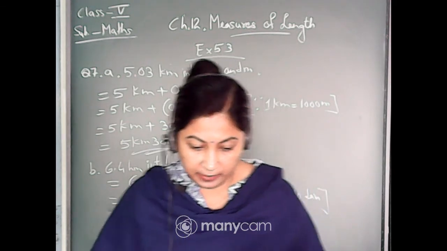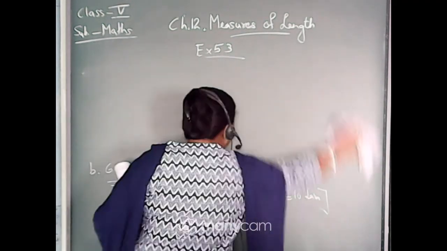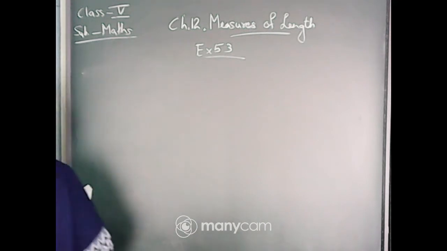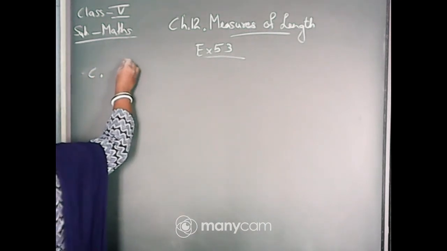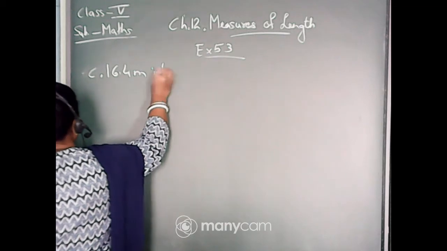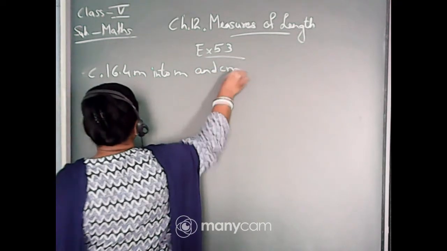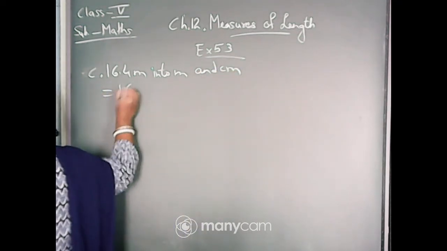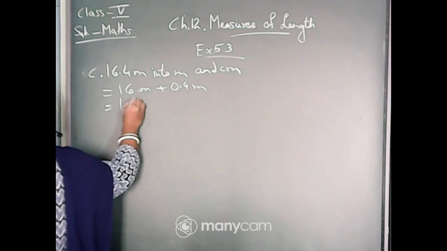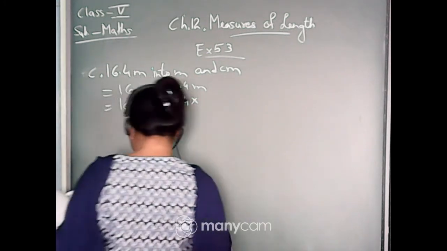Let us do number C. I am rubbing the board. Number C is given 16.4 meter into meter and centimeter. You have to change into meter and centimeter, so just break it. 16 meter plus 0.4 meter, now change it. 16 meter plus 0.4 into 10, isn't it?